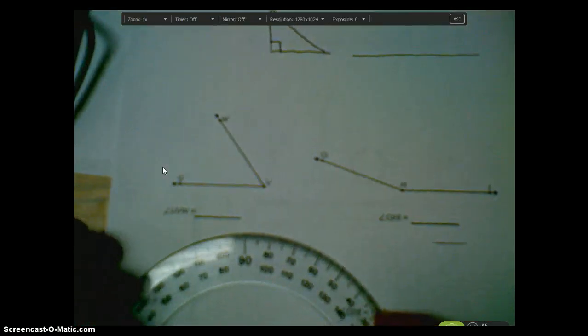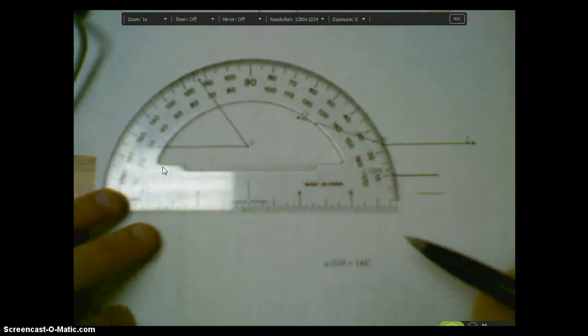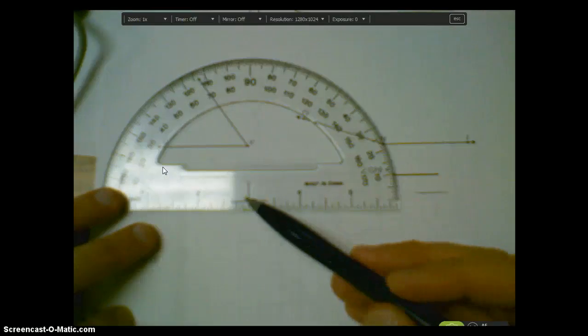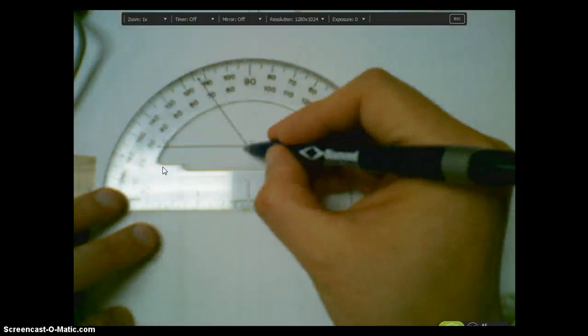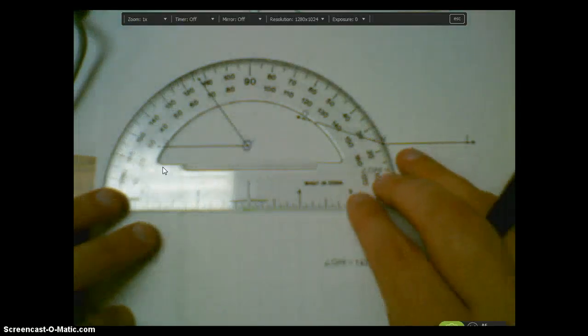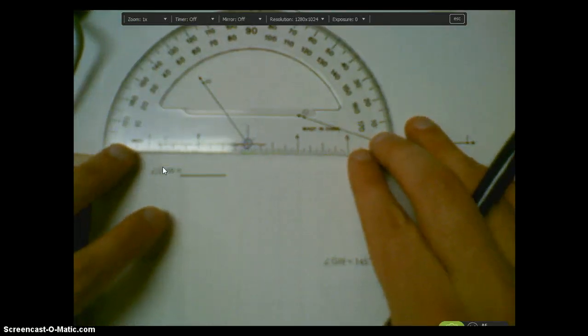I have an angle here. And I need to take my protractor and know enough about the protractor that this little open circle, which actually isn't open, but that circle needs to hit this vertex right here. A vertex is where two lines or line segments meet to make a point or an angle. So I take that circle and I line it up.